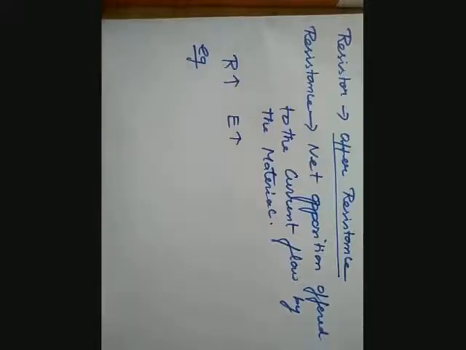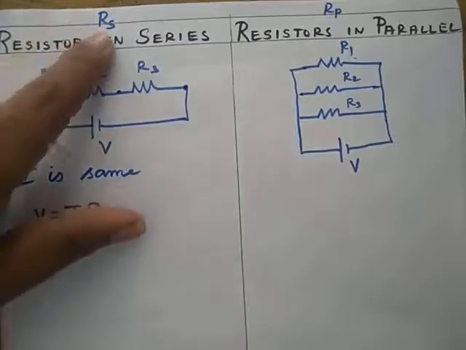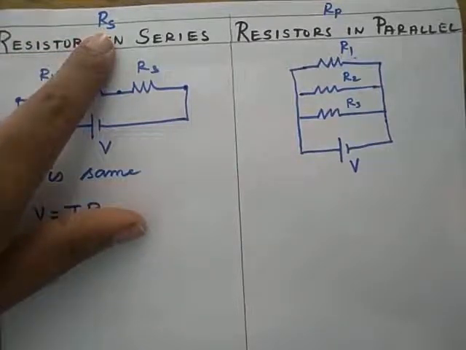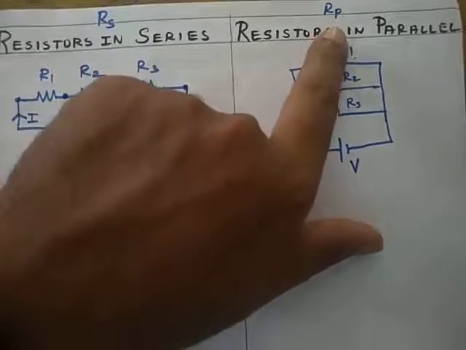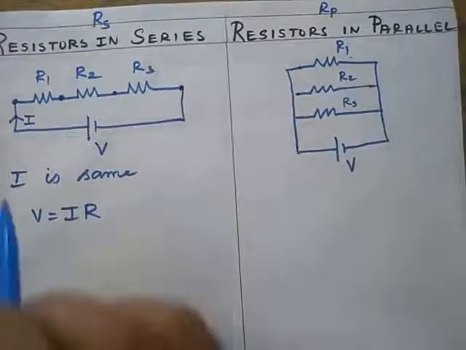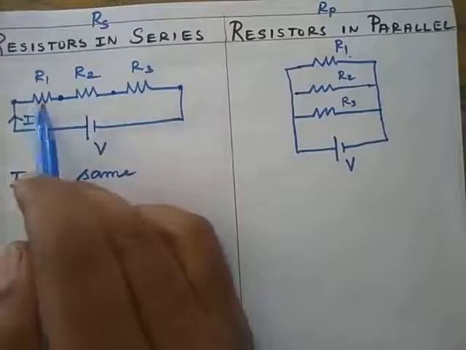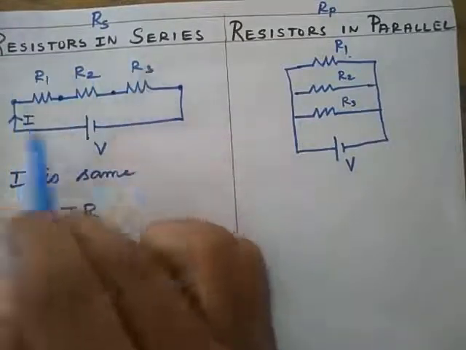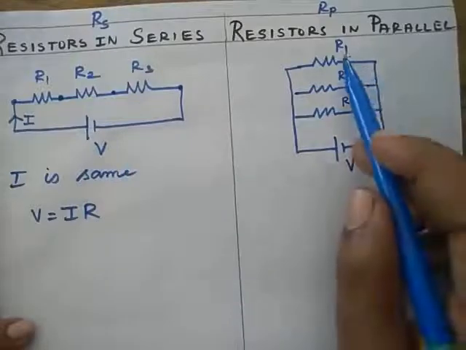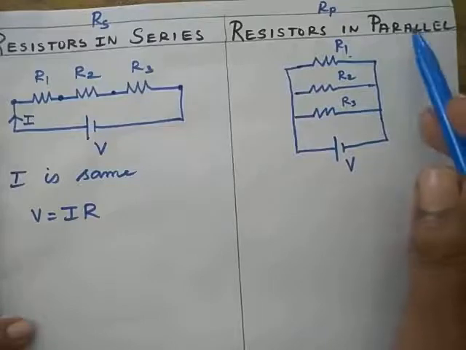Here in this video we will find the effective resistance of the resistors that are in series and parallel connection. RS is the effective resistance of the resistors that are in series. RP is the effective resistance of the resistors that are in parallel. Let us consider the resistances R1, R2, R3 connected end to end. Then this connection is known as series connection. If R1, R2, R3 are connected across the same potential difference, then it is said to be parallel.